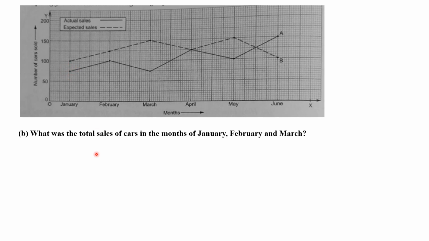So in the month of January, if you see, the number of cars sold is here. This is 75. So number of cars sold is 75. In the month of February, it is 100. And in the month of March is again 75. So the total sale will be the sum of the number of cars sold in January, February and March. So it will be 75 plus 100 plus 75. So 75 plus 100 is 175 and 175 plus 75 will give you 250. So they have sold these many cars in January, February and March.